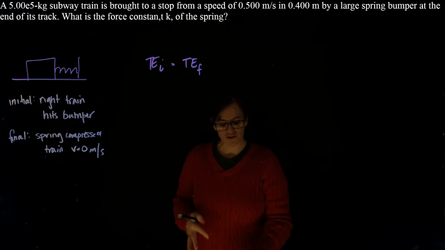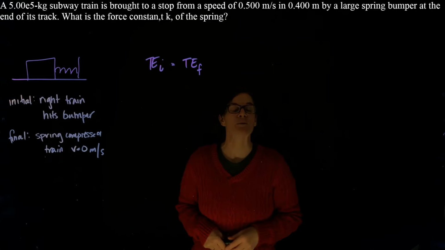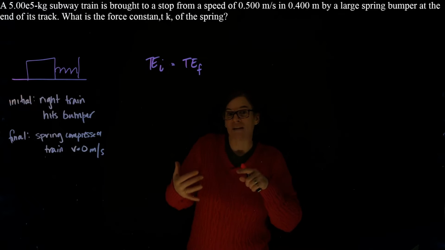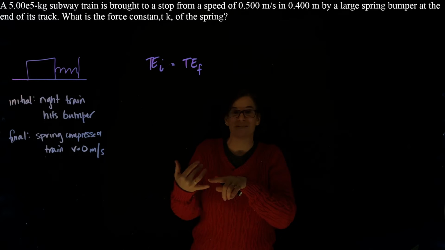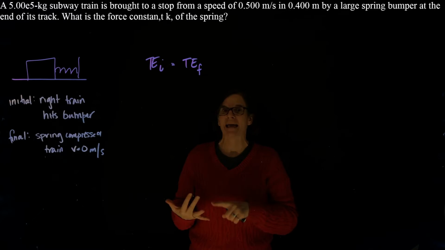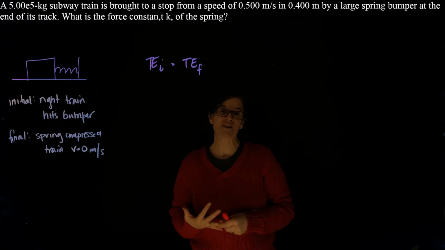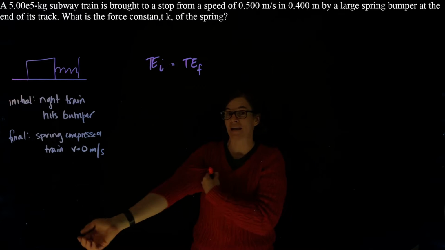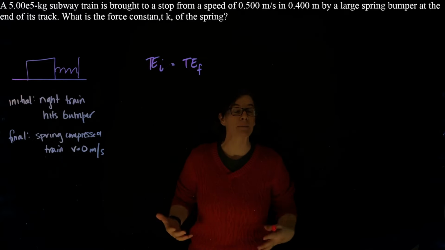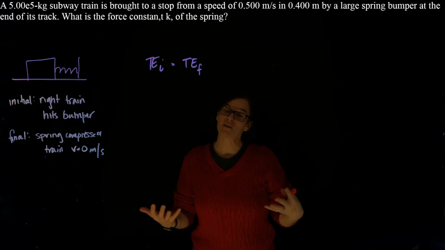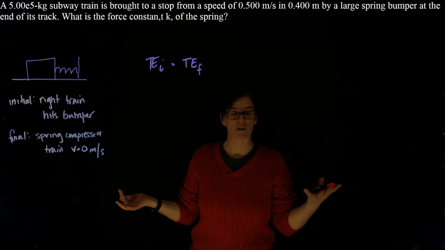Now, when we think of energy, we want to remind ourselves the types of energy we possibly could have. In mechanical energy, we have energy of motion, kinetic energy, and that's if something is moving. And then we have potential energy. We're dealing with a spring, so we have the possibility of spring potential energy. And then we also have the possibility of gravitational potential energy.